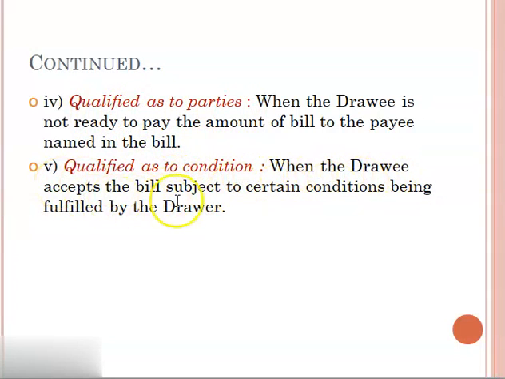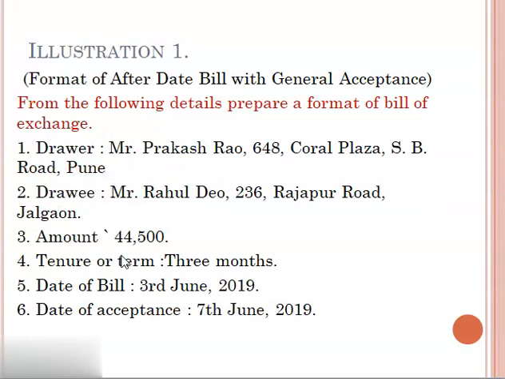When the drawee accepts the bill subject to certain conditions being fulfilled by the drawer. So any instruction that is given by the drawer, and as per those conditions, the drawee has to do the payment. So this we did about types of acceptance here. Now let us see here one illustration, that is format of bill of exchange.